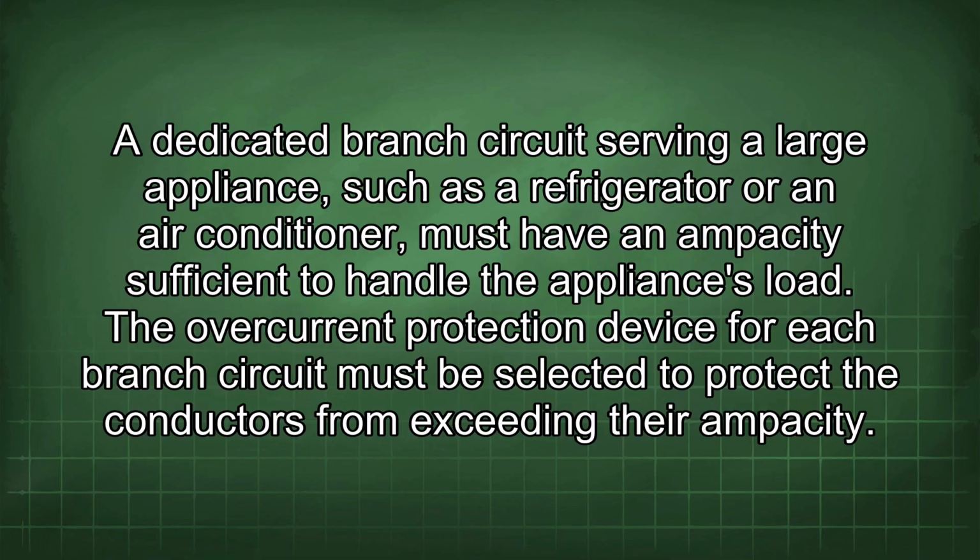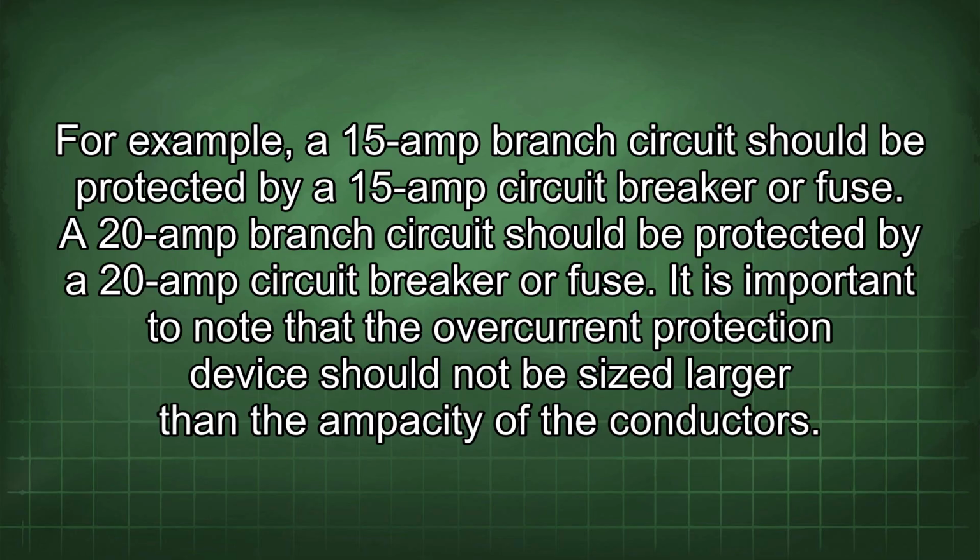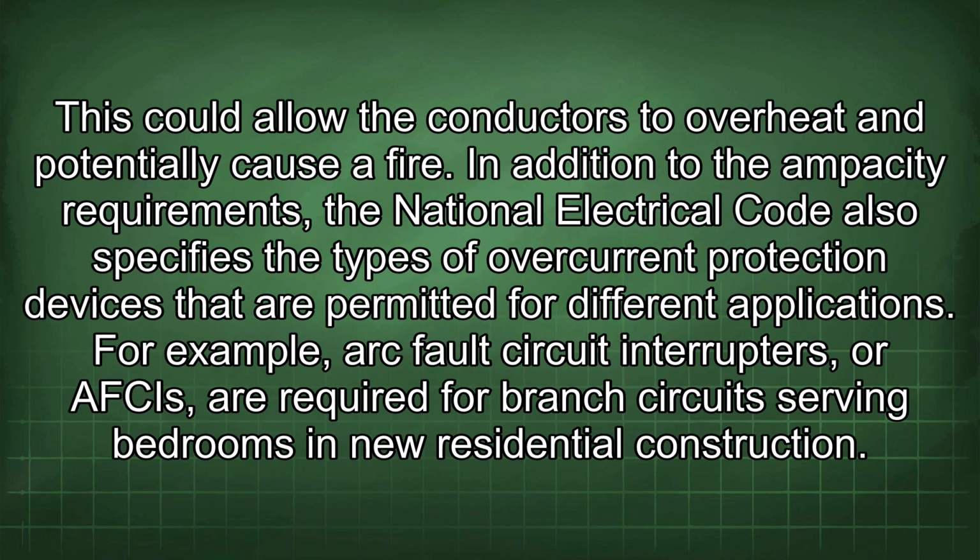The overcurrent protection device for each branch circuit must be selected to protect the conductors from exceeding their ampacity. For example, a 15-amp branch circuit should be protected by a 15-amp circuit breaker or fuse. A 20-amp branch circuit should be protected by a 20-amp circuit breaker or fuse. It is important to note that the overcurrent protection device should not be sized larger than the ampacity of the conductors. This could allow the conductors to overheat and potentially cause a fire.